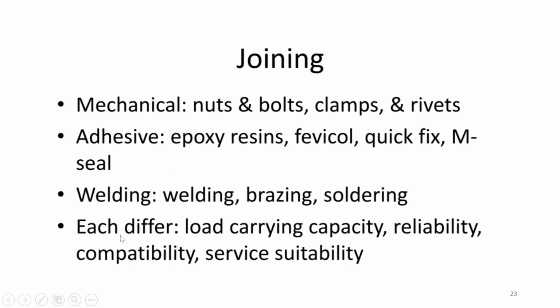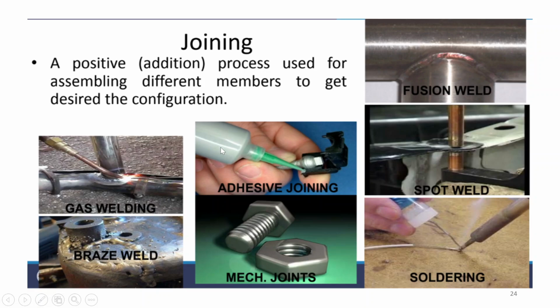Each differs based on load carrying capacity. All these three methods vary, and their reliability is also different, as are compatibility and service suitability. Based on these various parameters, we decide which one to select for a particular application. These are the images given for various processes. Joining is a positive process used for assembling different members to get the desired configuration.